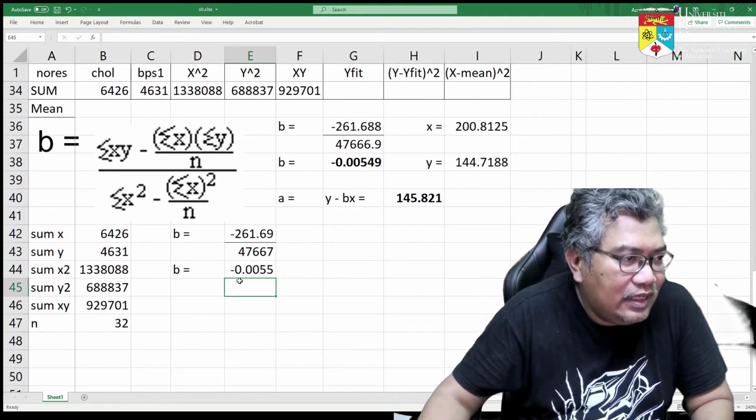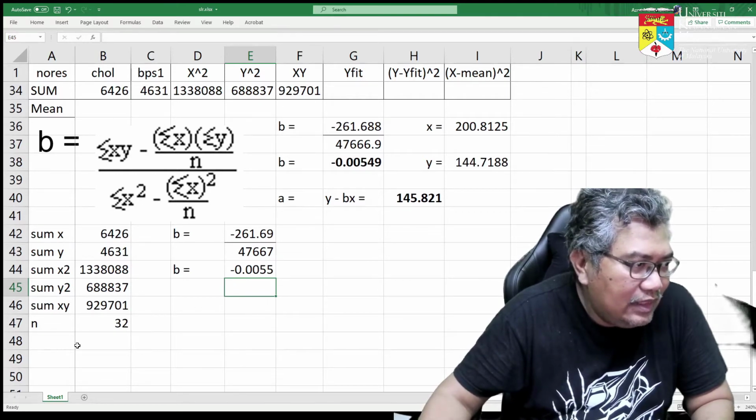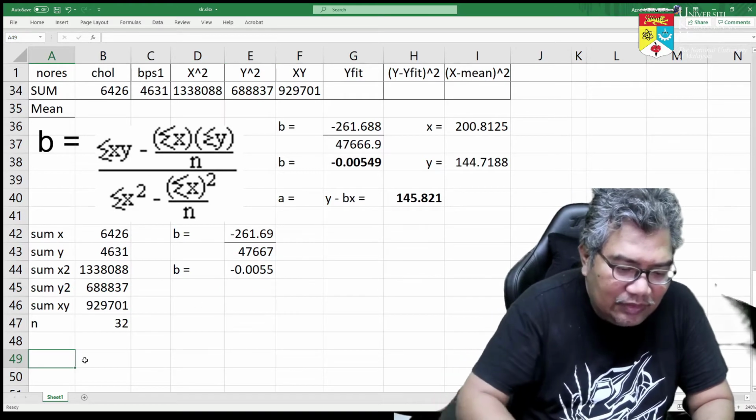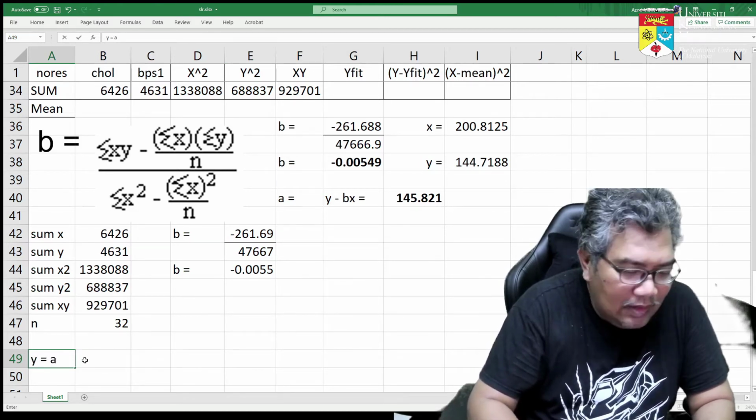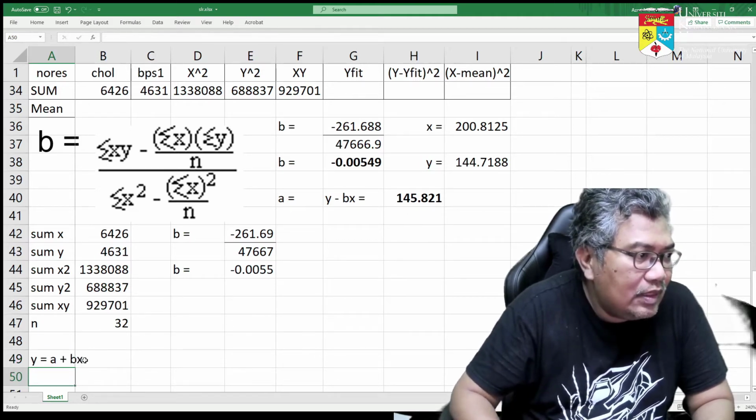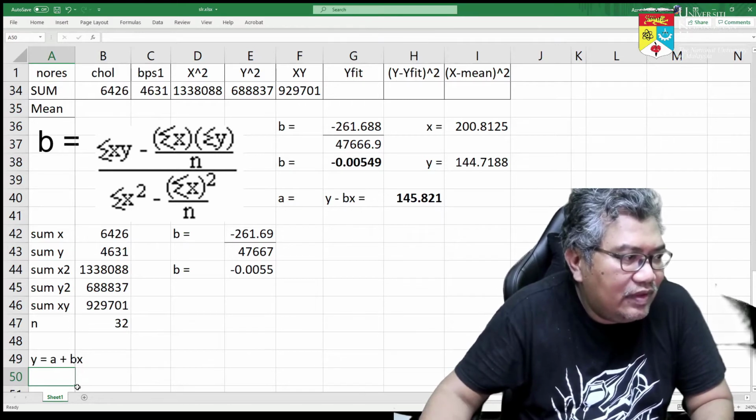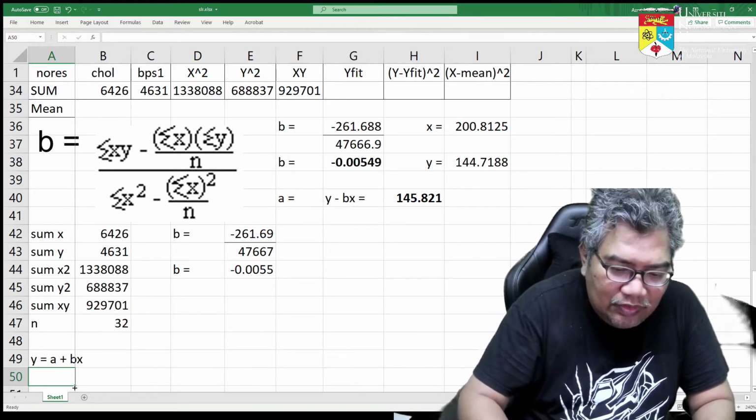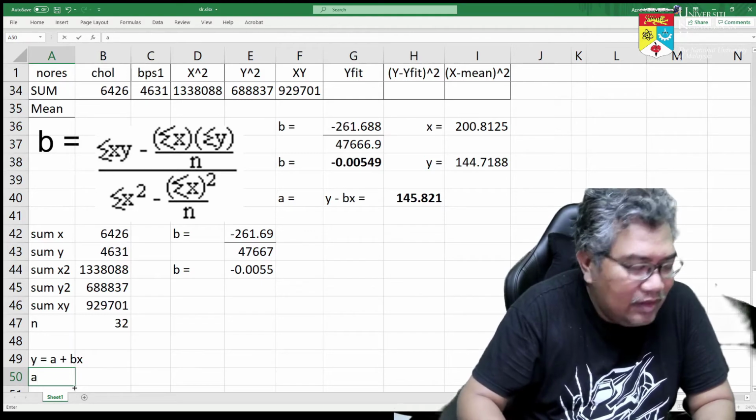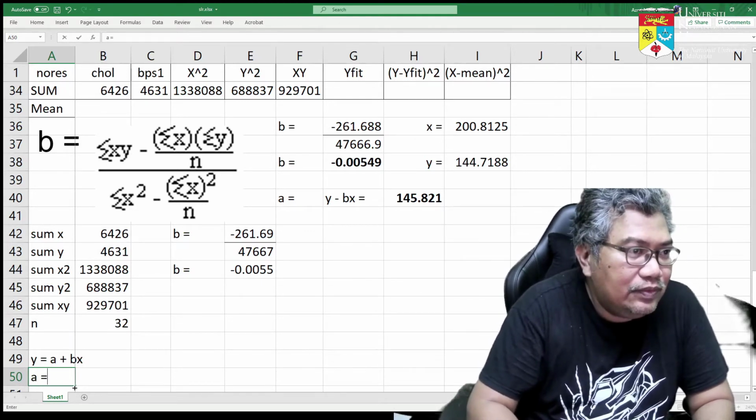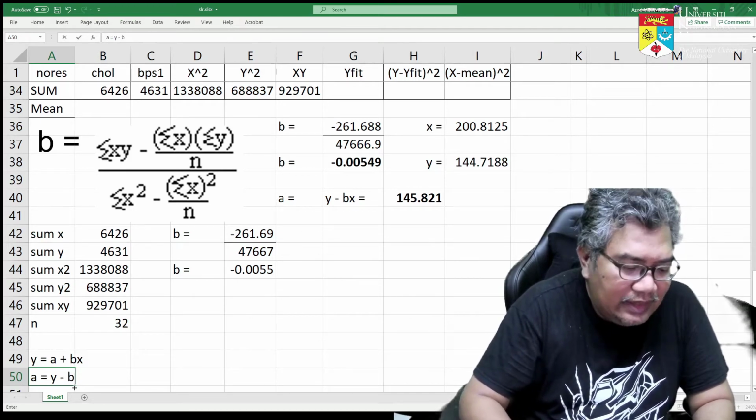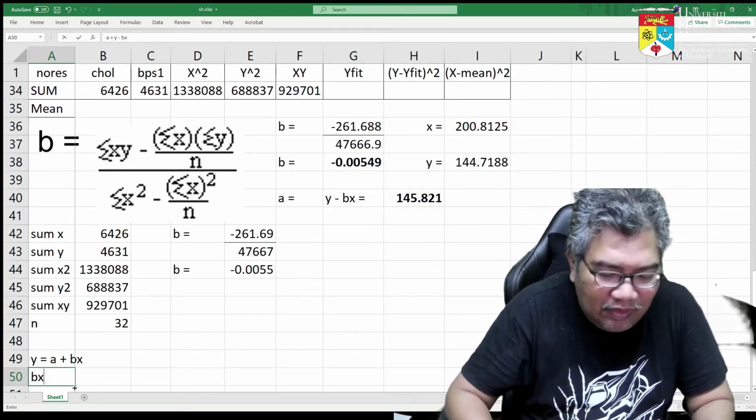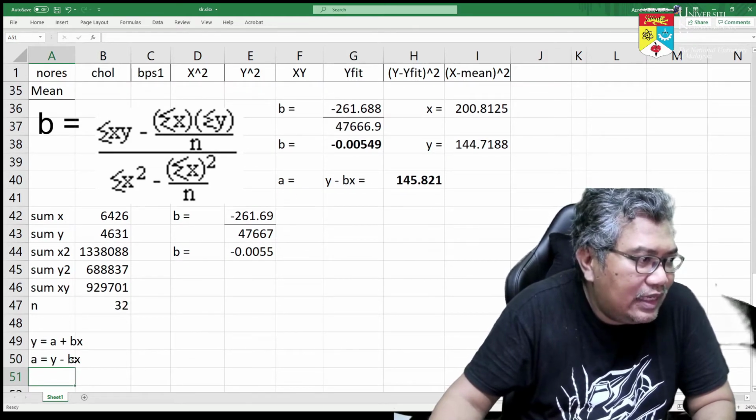For the formula, it is y equals a plus bx. So I just type down the formula: Y equals a plus bx. If you just want the value of a, you rearrange the formula, so a equals y minus bx. We already have the value of b, the regression coefficient.